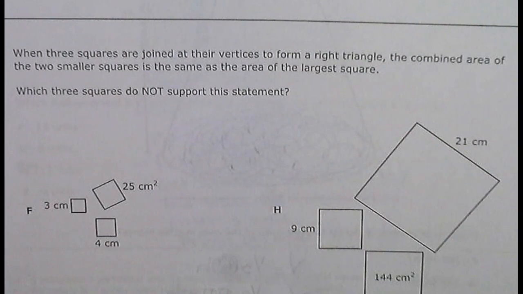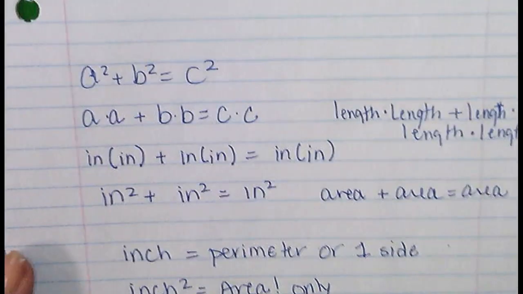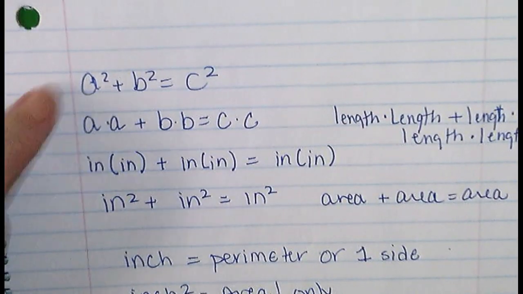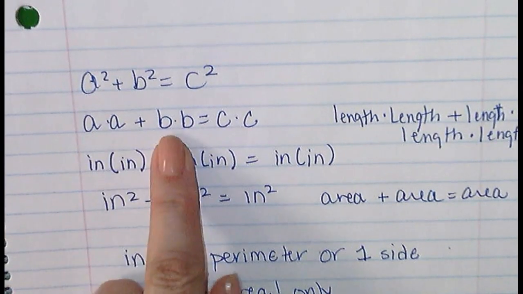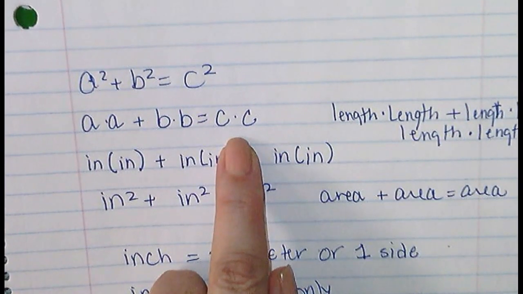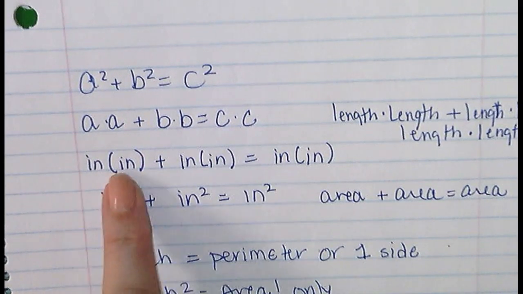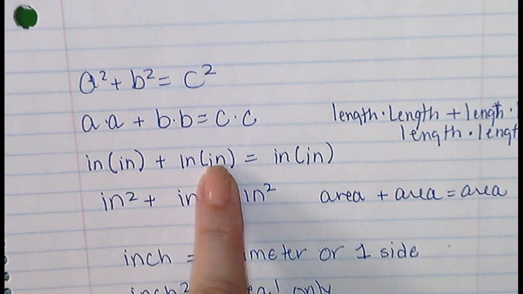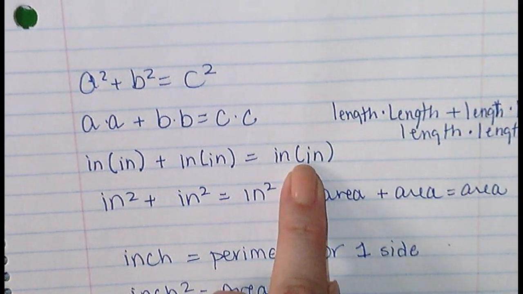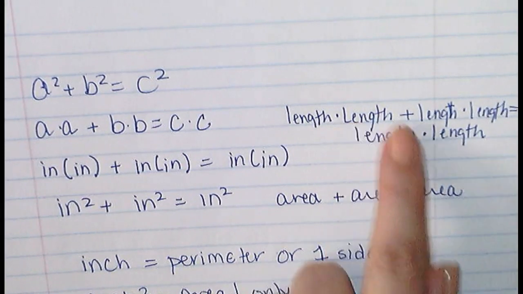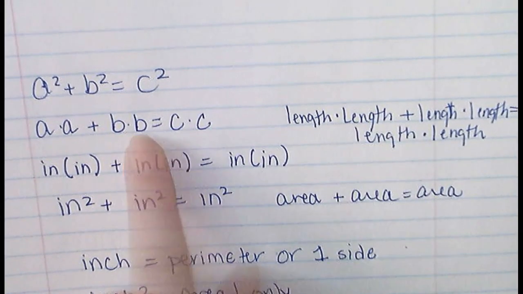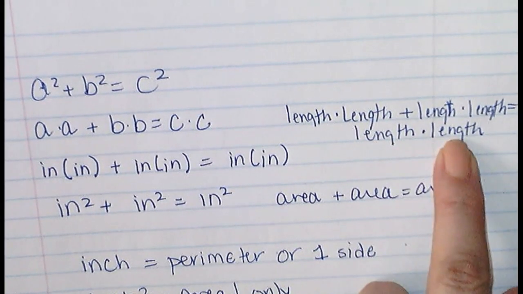All right, let's continue. So what do you know about all this stuff? Let's look at, I wrote you some notes. So here they are. A squared plus b squared equals c squared. We know that. Doesn't a squared mean a times a, plus b times b equals c times c? That's true. What if the unit was inches? Wouldn't that be inches times inches plus inches times inches equals inches times inches? Would that be the same as a length times a length plus a length times a length equals a length times a length? That's all true.